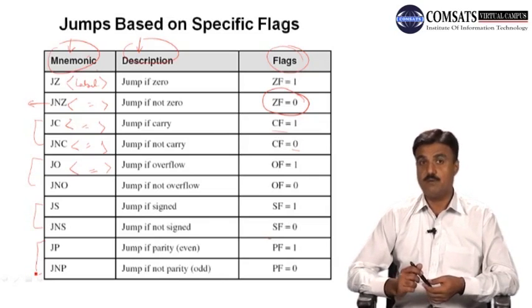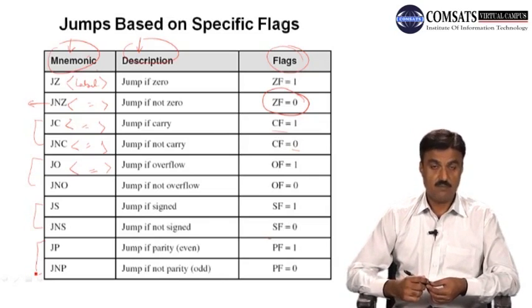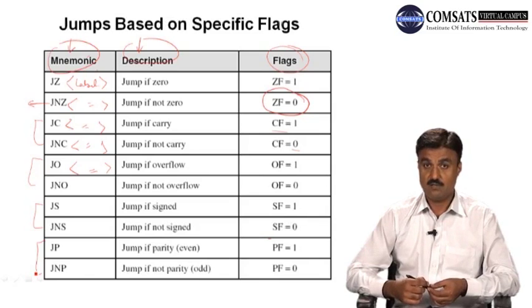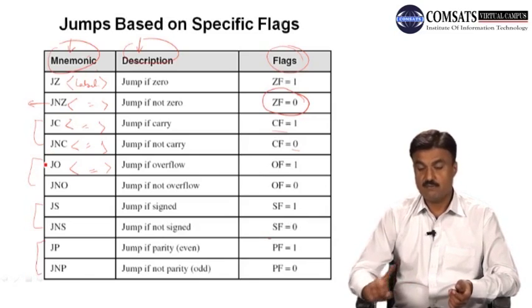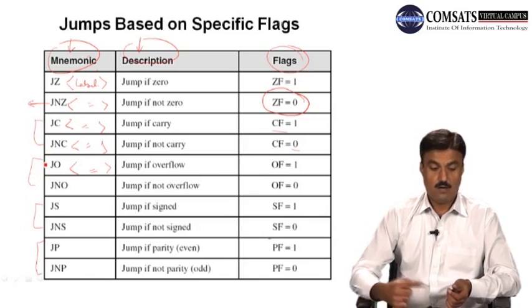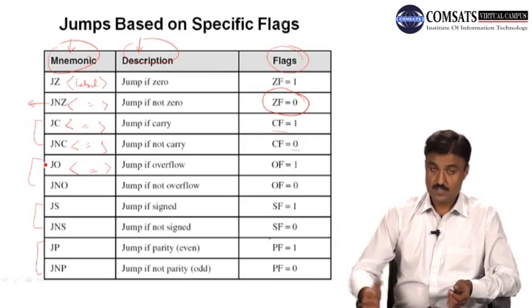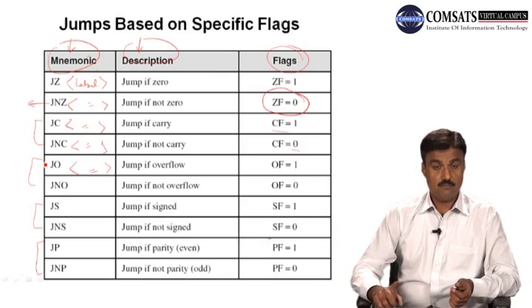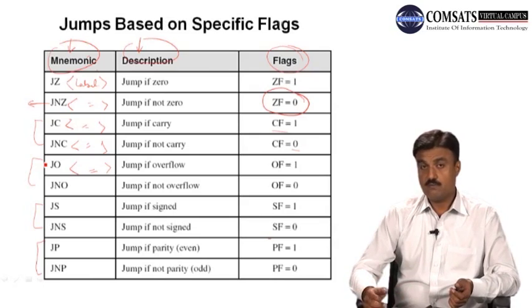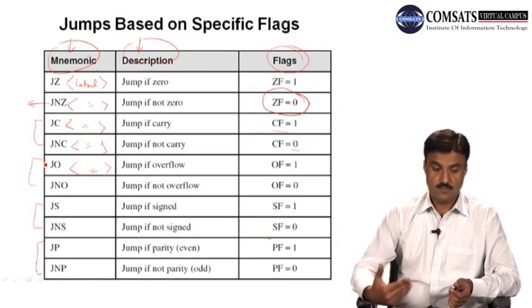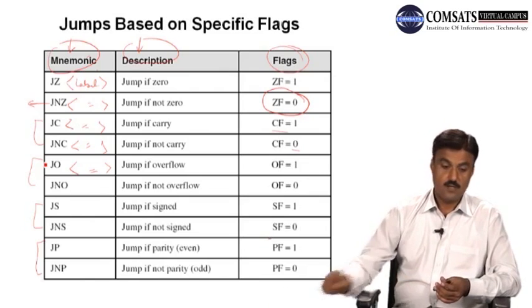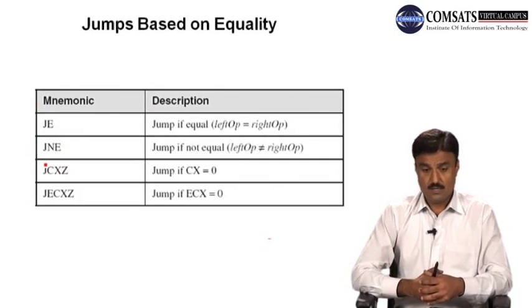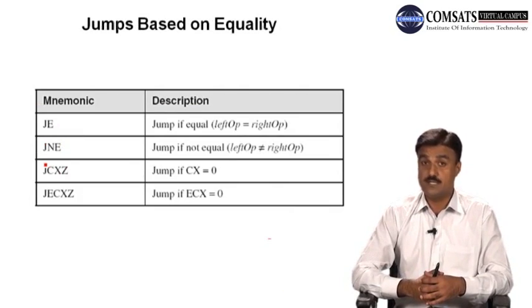So if you want to jump based on the parity flag, or the number of ones inside the result, then you can use JP or JNP. JP will jump if the parity flag is high, or the parity is even. JNP will transfer control towards the label when the parity flag is 0. Other is the conditional jump instructions based on equality.